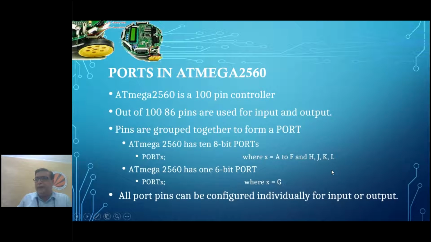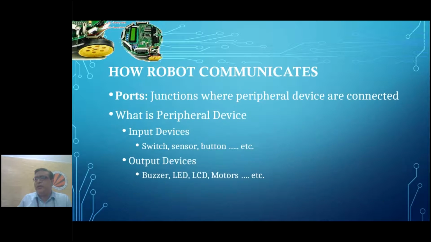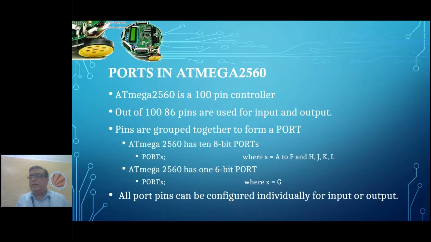Ports are available in this 5x5 robot. In the Atmega 2560 chip, you can use a 100 pin controller. Out of the 100 pins, 86 pins are used for input and output, and these pins are grouped together to form a single port.